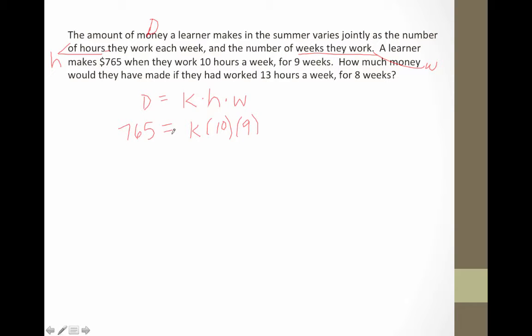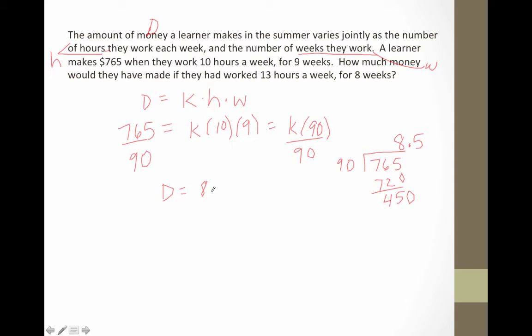So 765 equals K times 10 times 9 equals K times 90. We want to unmultiply by 90. So divide by 90. 765 divided by 90 is 8.5. So D equals 8.5 HW.